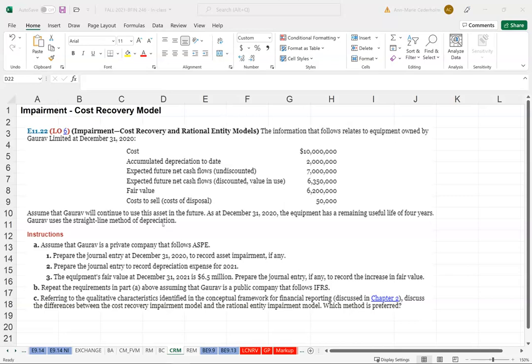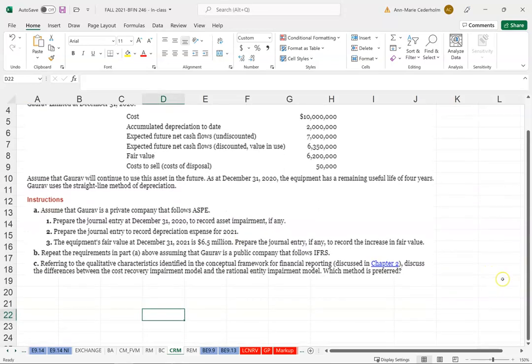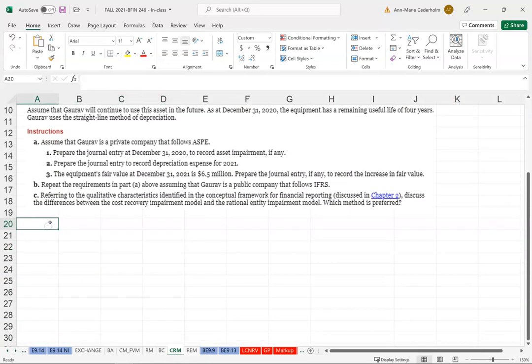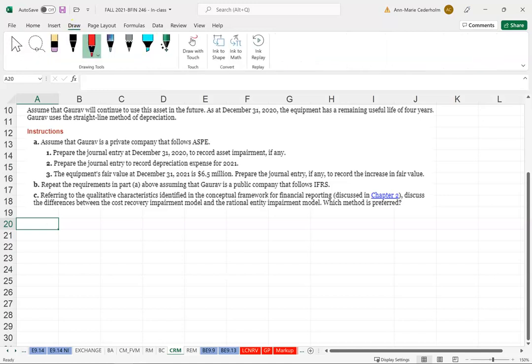As at December 31st, the equipment has a remaining useful life of 4 years, and they use the straight line method of depreciation. So assuming that we're a private company and we follow ASPE, we would use the cost recovery model. It says, prepare the journal entry at December 31st to record asset impairment, if any. So in order to use the cost recovery model, I first need to check for impairment.